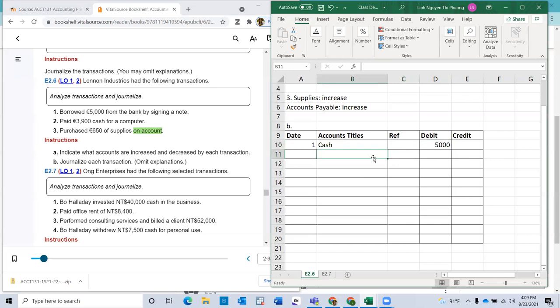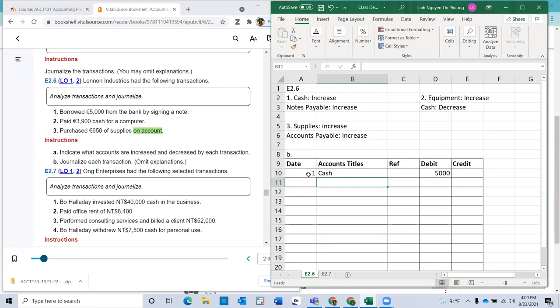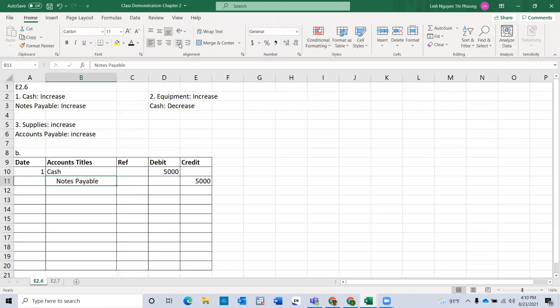And then we sign the note with the bank. So we borrow money from the bank, right? So our note payable increases 5,000. Now, how can we make it to the right side for the credit account? To indent the credit account to the right side, you just go to the indent here and click on that and it will go to the right.